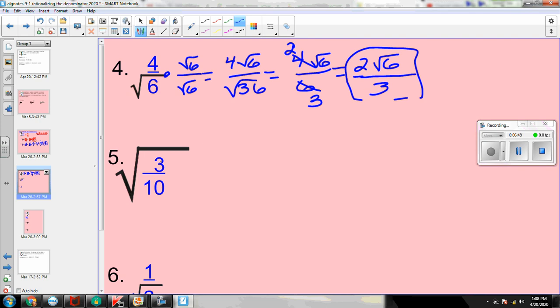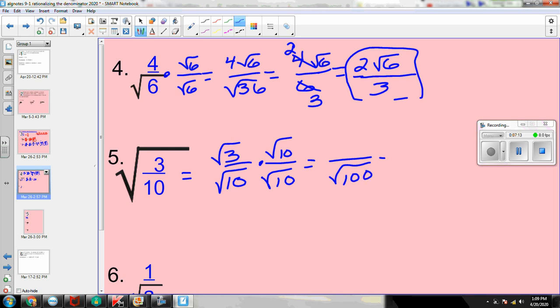Okay, number 5, I have the square root of 3/10. The square root of 3/10 is really the same as the square root of 3 over the square root of 10. But 10 is not a perfect square number. I could get a perfect square number in the denominator by multiplying by radical 10 over radical 10. Because then I'd have the square root of 10 times the square root of 10, which would be the square root of 100. The square root of 100 is just a 10.